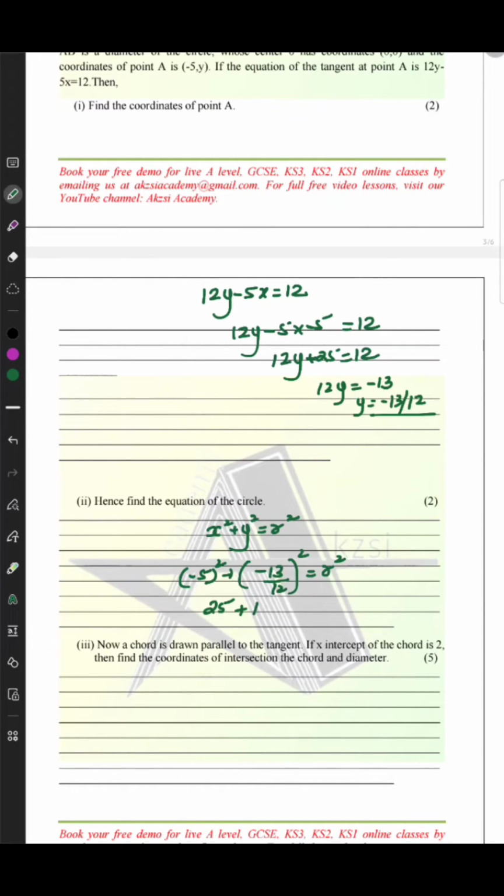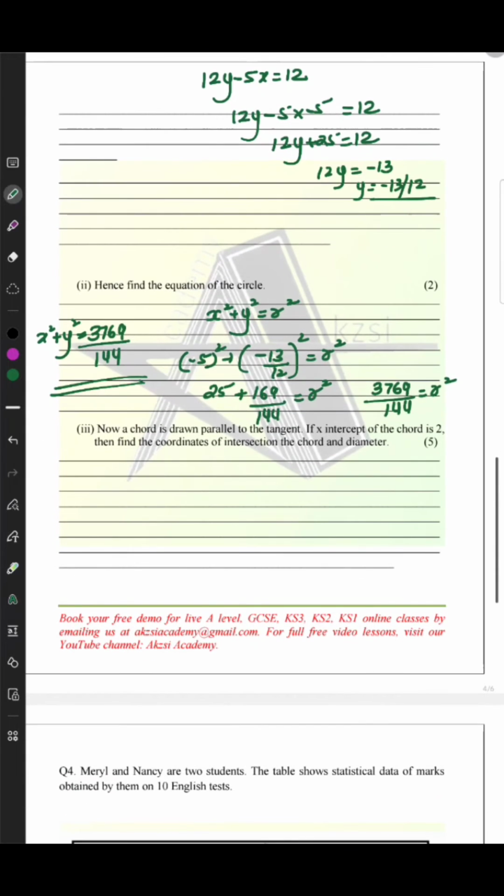25 + 169/144 = r², and if I further take the LCM, that will give me (3600 + 169)/144, which is 3769/144 as r². So your final equation will become x² + y² = 3769/144. So 3769/144, and that's your answer.